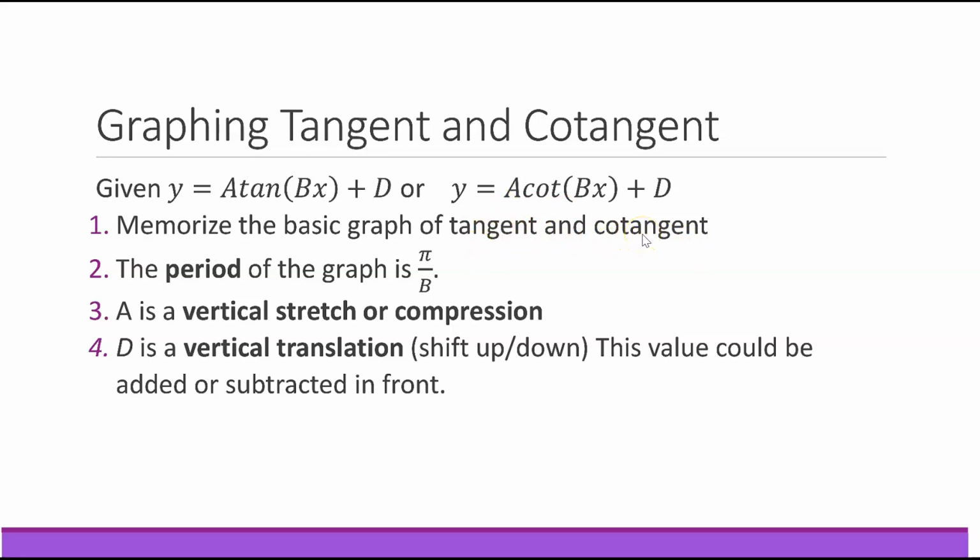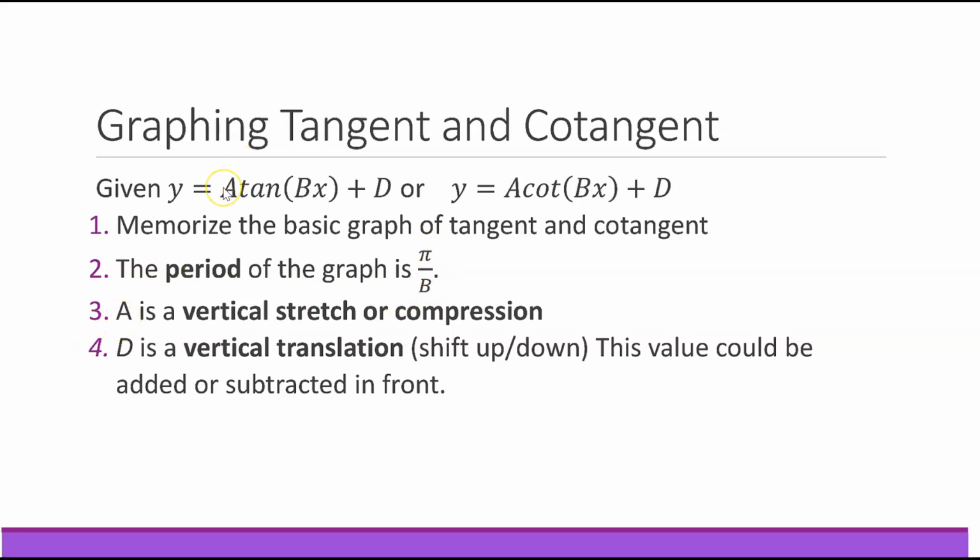Cotangent has a vertical asymptote along the y-axis and has that flipped shape. And from there, we know the period of the graph is pi over b instead of 2 pi over b. So the period formula is slightly different for tangent and cotangent. It's pi over b, not 2 pi over b.